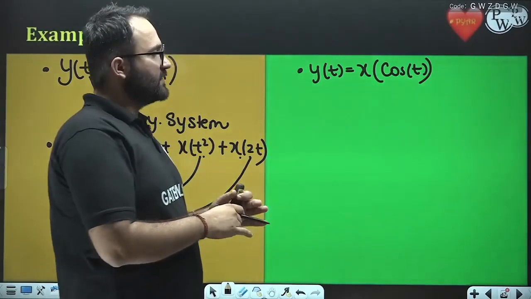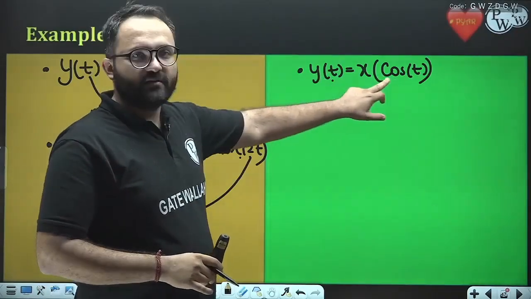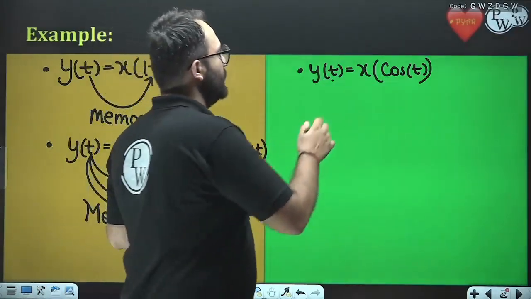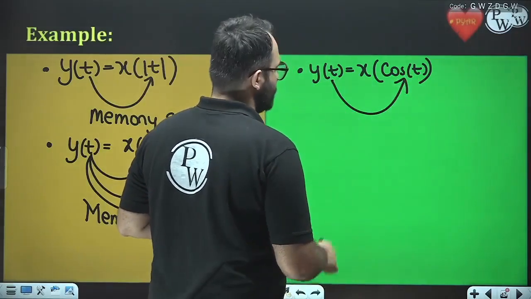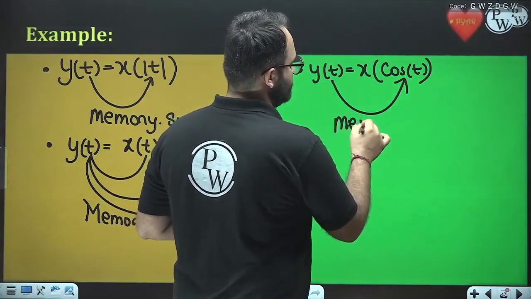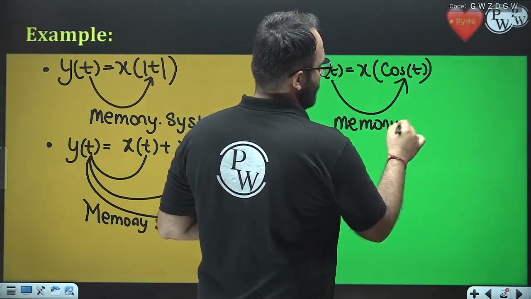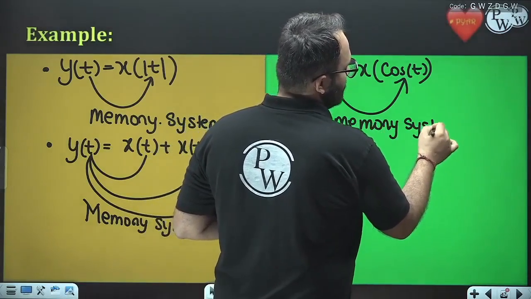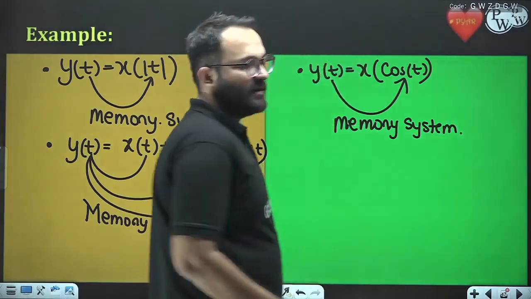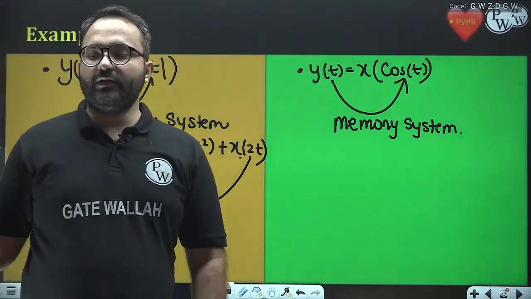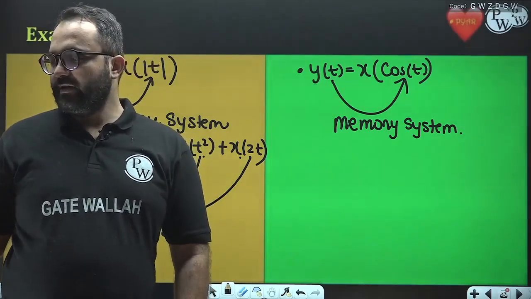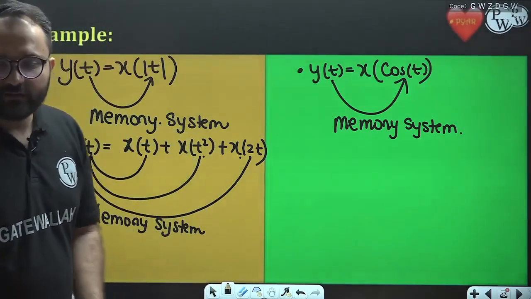Here also we can see that the variable is t on one side and the variable is cos t on the other. So this is also a memory system. So the shortcut is always valid. We need not worry about when it is valid and when it is invalid. It is always valid.